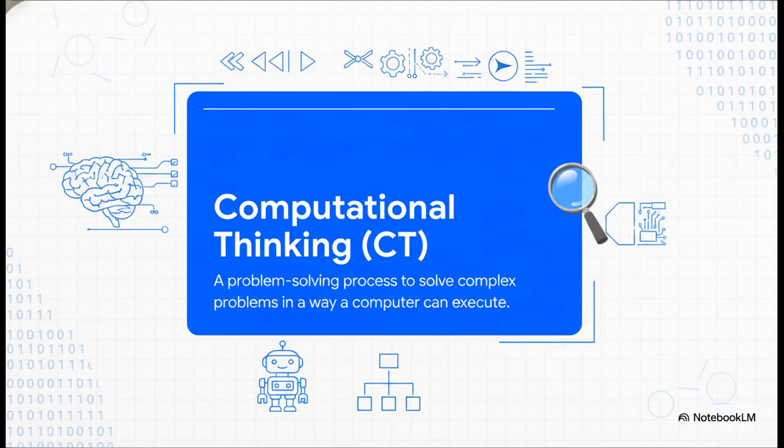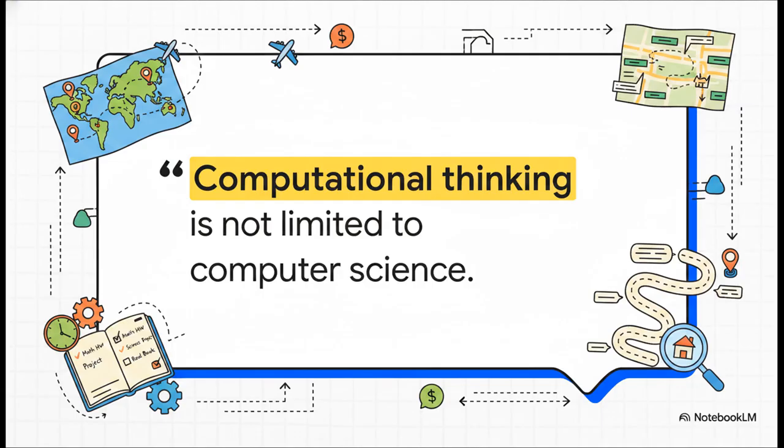This absolutely does not mean you have to turn into a cold robotic machine. It simply means you're learning a highly relatable superpower. You're learning to formulate problems and solutions so clearly that even a computer, which only follows exact instructions, could carry them out. It's all about ultimate clarity. And you know what the best part is? You actually already use this every single day.